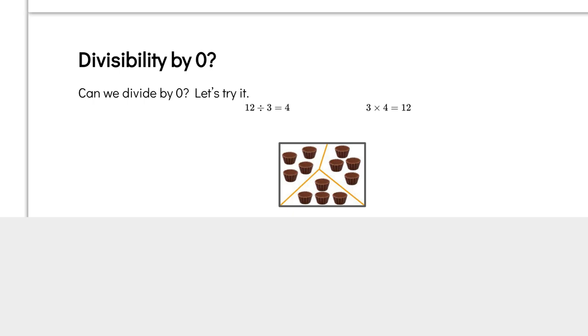The related fact family here is that 3 times 4 is 12. 3 groups of 4 is 12, right? Here's a group of 4. 2 groups of 4 is 8, 3 groups of 4 is 12. I think we're all good with that.